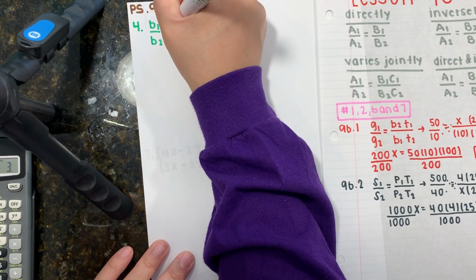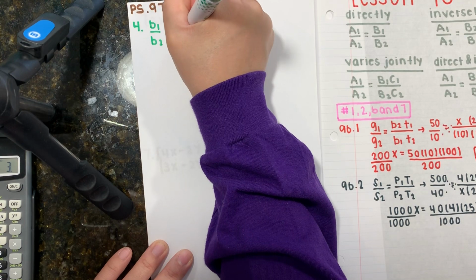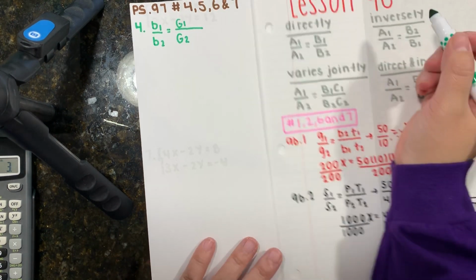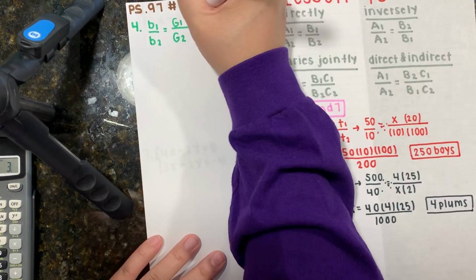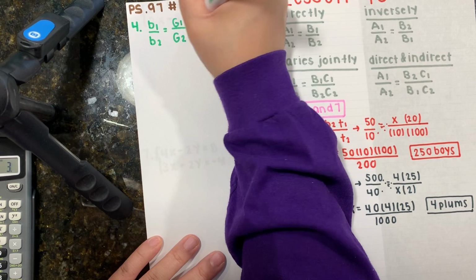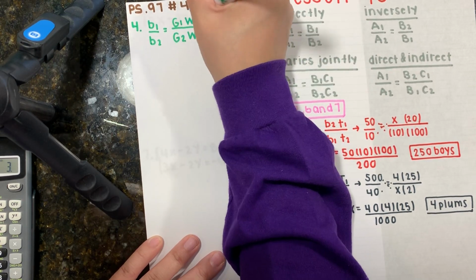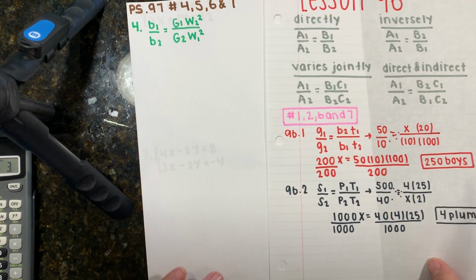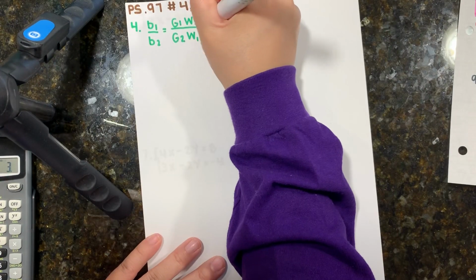So that would be G1 over G2. But then it says inversely as white squared. So then I'm going to have to use this equation here, inversely. So this would be W2 and then W1. But then don't forget that it did say squared. So you want to square both of those variables. So the W's are going to be squared. So I used my notes in the last lesson to solve.